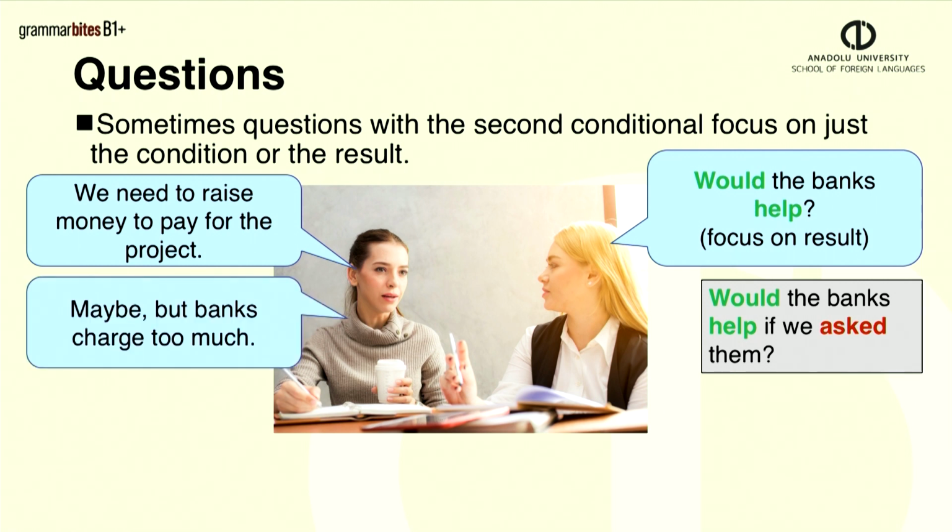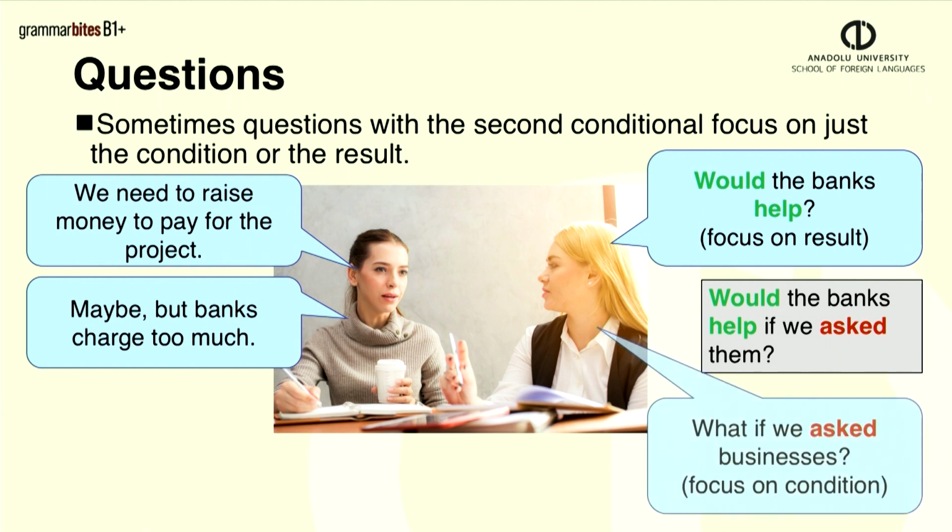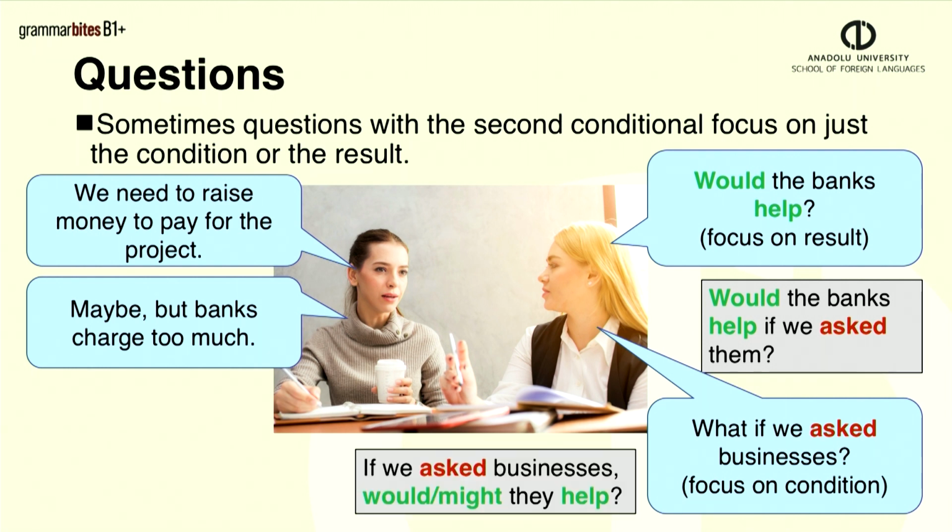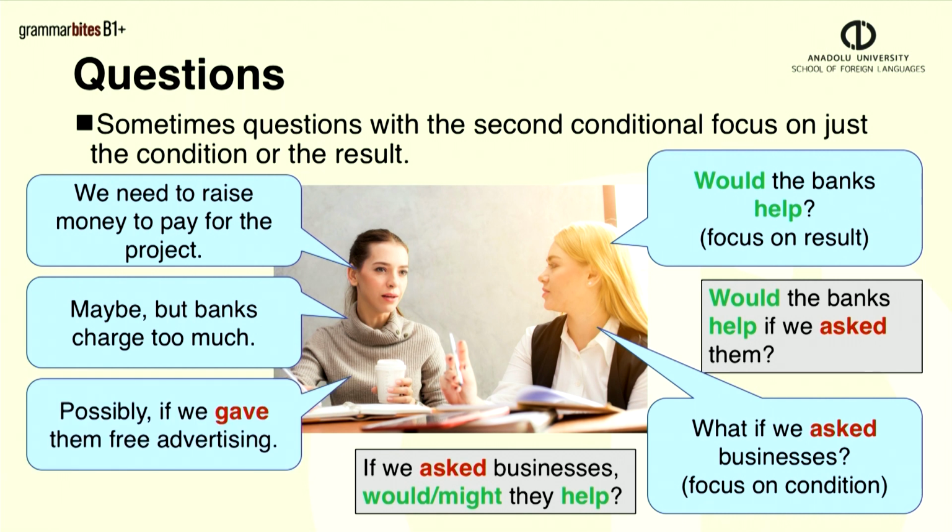The lady on the left answers, "Maybe, but banks charge too much." The other lady asks another question, this time focusing on the condition. What if we asked businesses? The full question here would be, if we asked businesses, would or might they help? The lady on the left answers, but also only states the condition. Possibly, if we gave them free advertising. We know the result of this statement from the context. If we gave them free advertising, they would or might help.